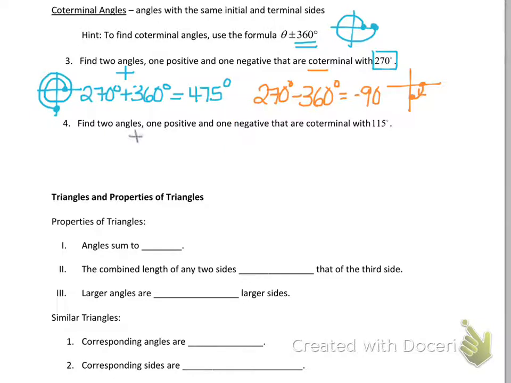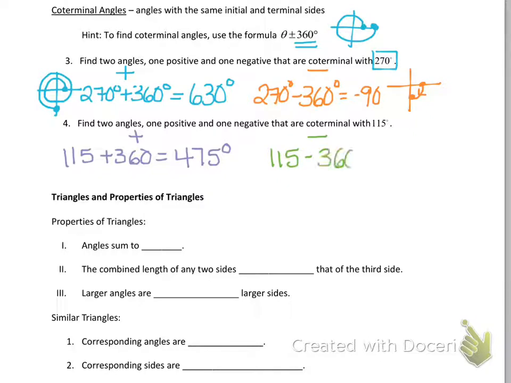So for a positive coterminal angle, if I start at 115, I'm going to add 360 to it, and I'm going to get 475. Oh, you know what? I misread on my paper. This one is 630. Sorry about that. And then for the negative, I would take 115 and I would subtract 360 and I would get negative 245 degrees.